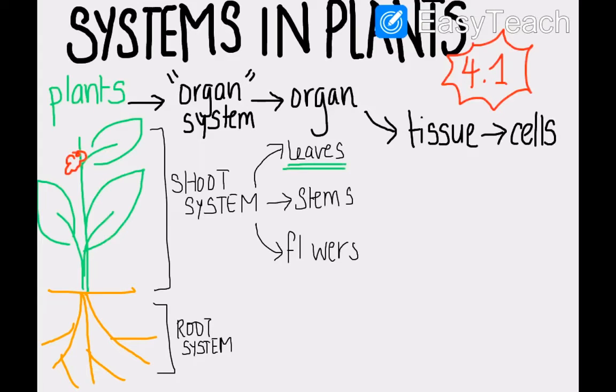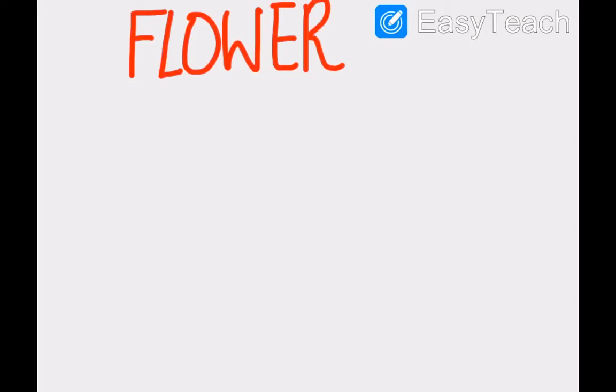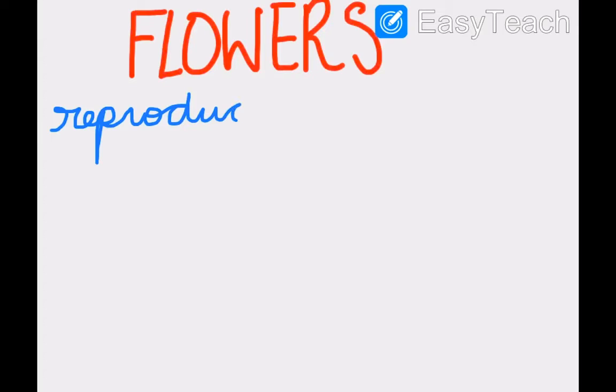Okay, going back to our shoot system, we're now going to be looking at flowers. Oh, looks like I forgot how to spell flowers. We're going to be looking at flowers and how they help the plant do its functions. Now, what most people might not realize about flowers is that flowers aid with reproduction when it comes to plants. Depending on the type of plant, depending on the type of flower, it works in a different way, but we'll look at that in a bit. So flowers allow for the plant to reproduce.